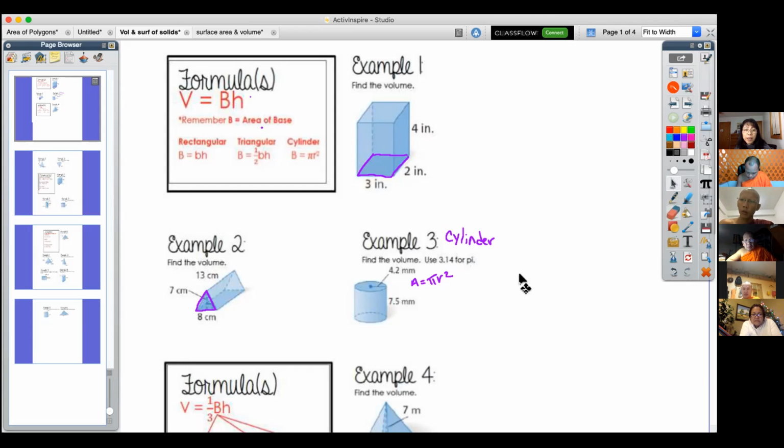I'm gonna let them calculate and then tell me the answer. Good luck. 112. Okay, so write it down on your paper. We'll check it at the end, okay?